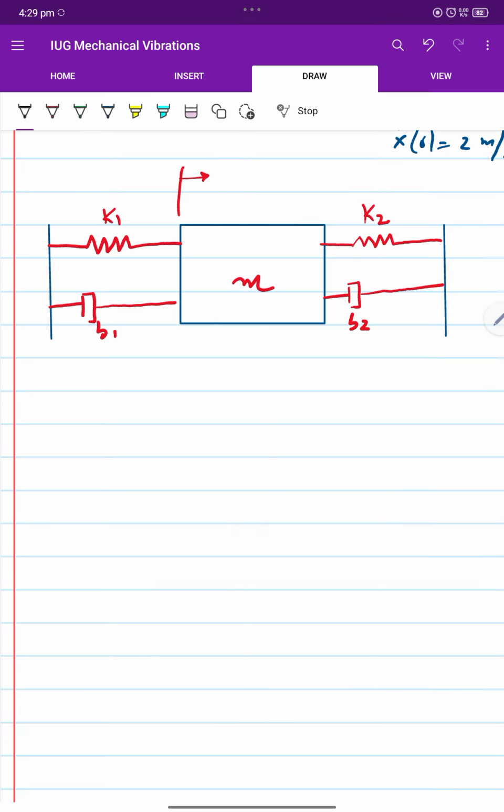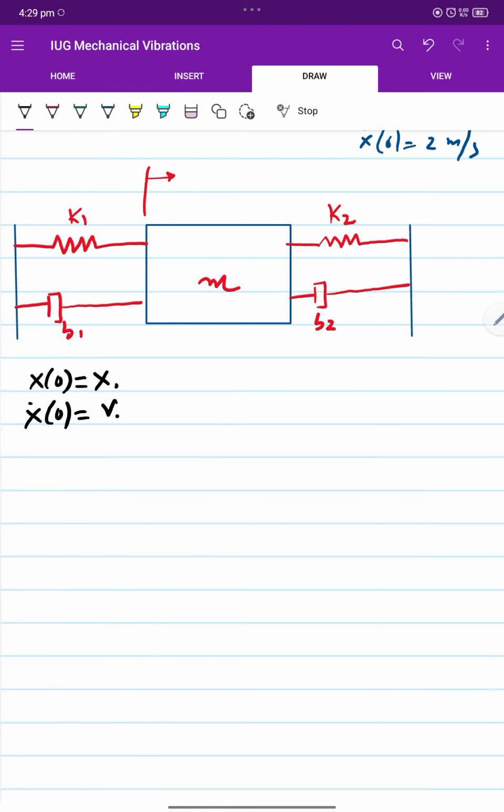So let's assume that we have an initial condition for this one, that the displacement of this mass at time equals to 0 is equal to x naught, and the velocity of this system at time t equals to 0 is v naught. And assume some properties. Let's say mass m equals 10 kilograms.